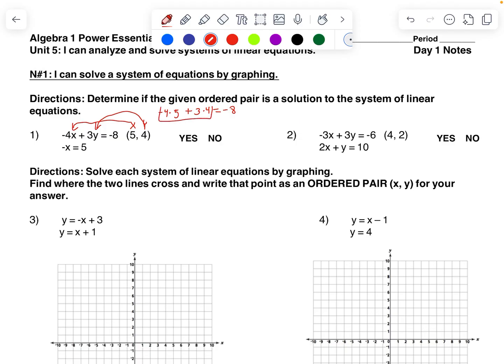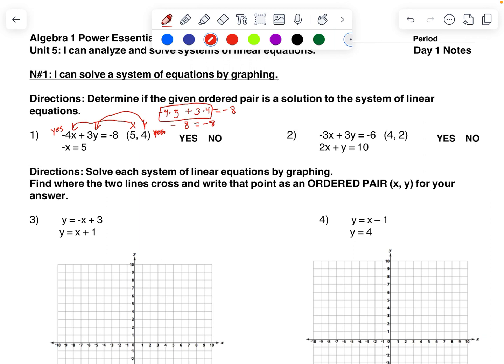So now all we have to do is put this in our calculator. Negative 4 times 5 plus 3 times 4. That gets you negative 8. And negative 8 equals negative 8, so it's a yes. I should have put that by this one. It's a yes for the top equation, but if this is going to be a solution for this system, it has to work for both equations.